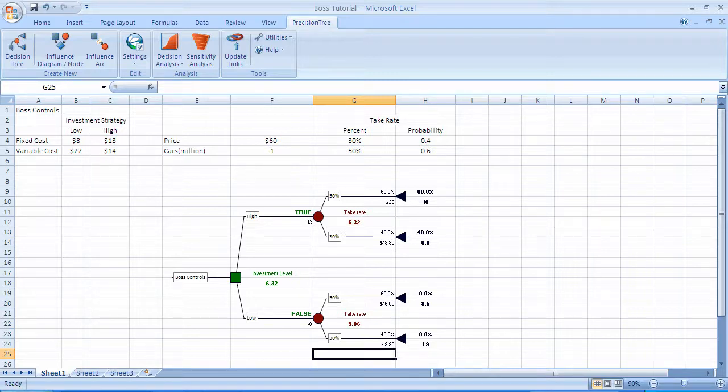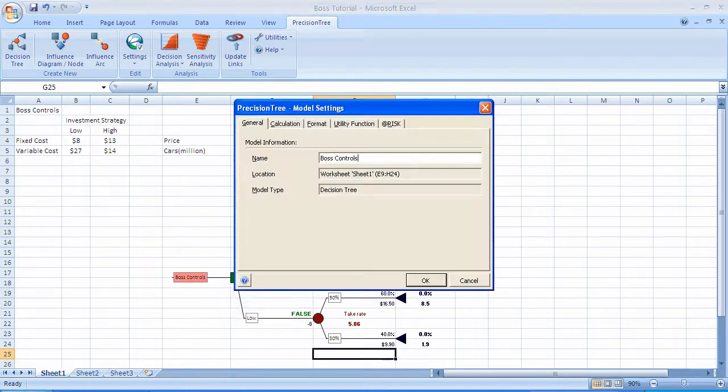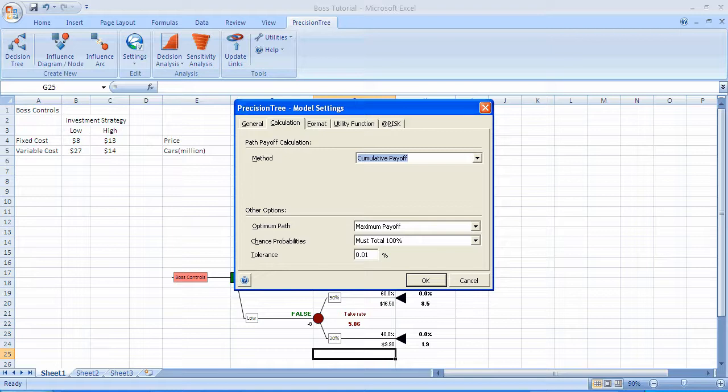By clicking on the box, Bus Controls, I want to show you one other piece of information on the menu that appears. When the menu for Bus Controls appears, I want to select the Calculation tab to show you the options. The default assumption for the method of calculation is cumulative payoff. That means it takes every value on every branch along each path and sums those values. In our case, it was adding a minus investment cost to the net revenue. In addition, notice the optimum path in this case is maximum payoff.